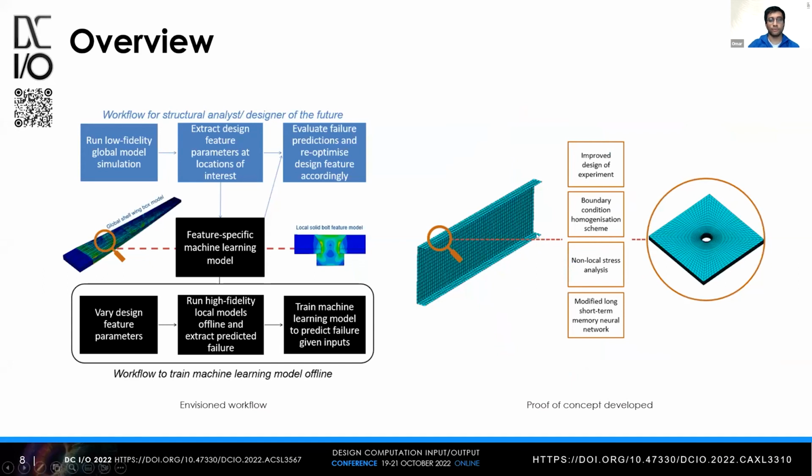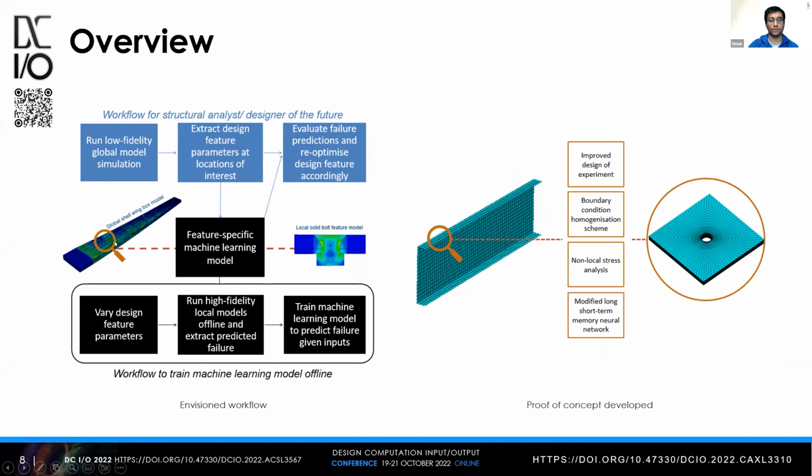So to give you an overview before I delve into the details, on the left, you can see my envisioned workflow for the designer. And on the right, you can see the proof of concept I developed in this work. The envisioned workflow would focus on the designer generating a global shell model of the structure. In this case, for example, you can see a wing has been modeled.